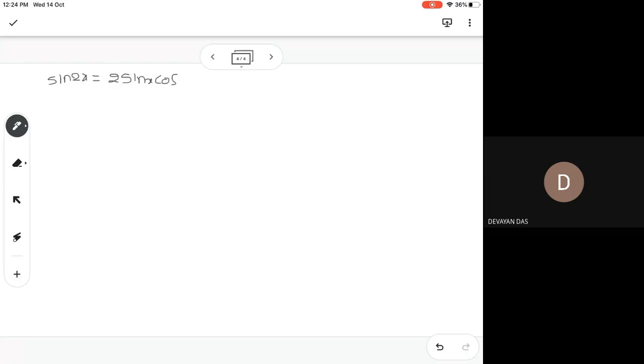This can be written in another way also, in the form of tan. To convert to tan, what can we do here? 2 sin x cos x divided by 1, and in the denominator 1 can be written as sin square x plus cos square x. This is to be converted into tan, so the denominator needs cos x.